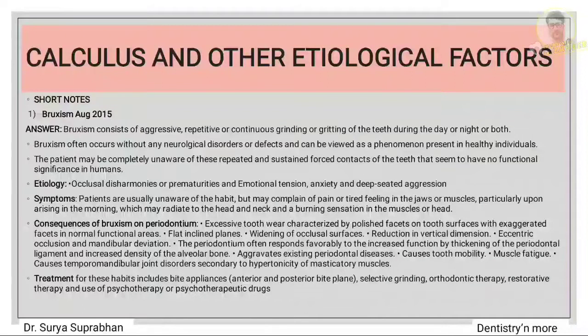And coming to the next, that is short note, bruxism. Because short notes are like 3 marks, you don't have to write this many sentences. Just write what is bruxism, and then just mention the etiology and the symptoms, and please do mention the consequence of bruxism on periodontium. I've written it point-wise, so all these points are needed for this question. And treatment, if you want, you can write. For 3 marks, please don't forget to mention the consequence of bruxism on periodontium.